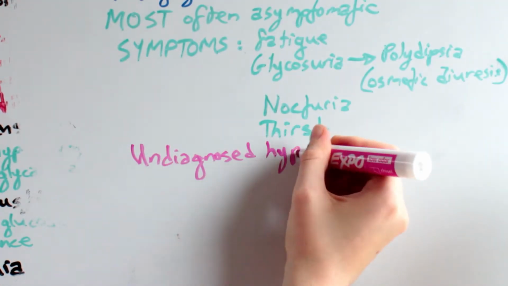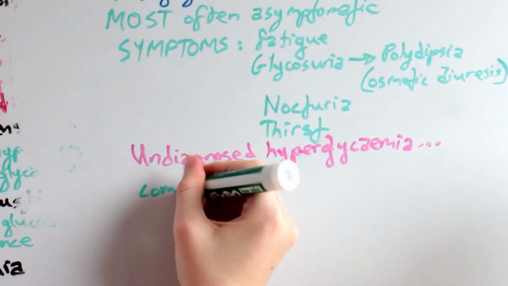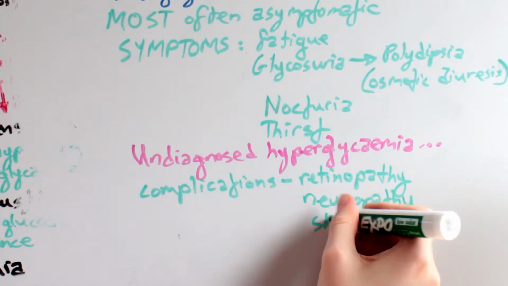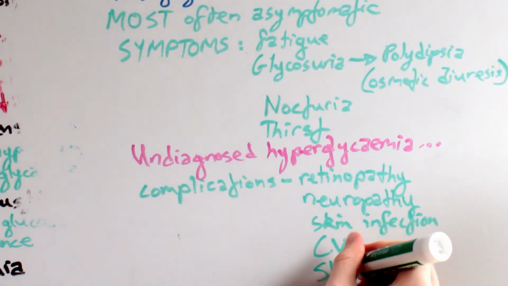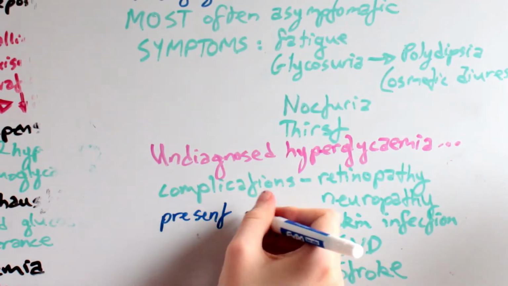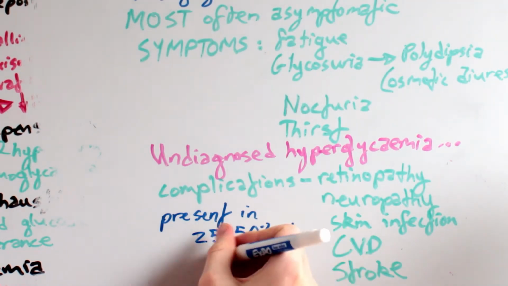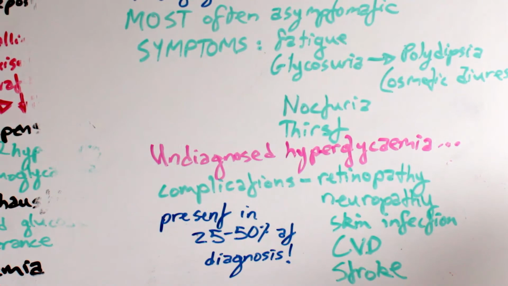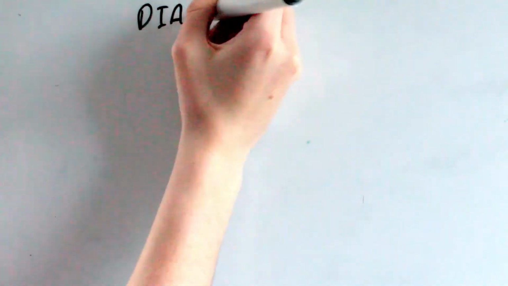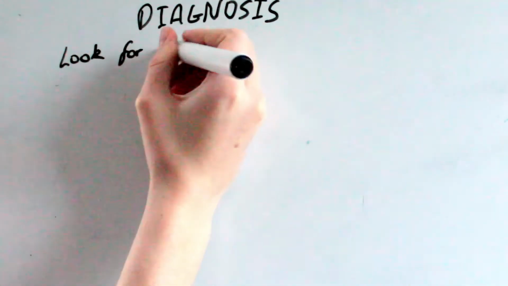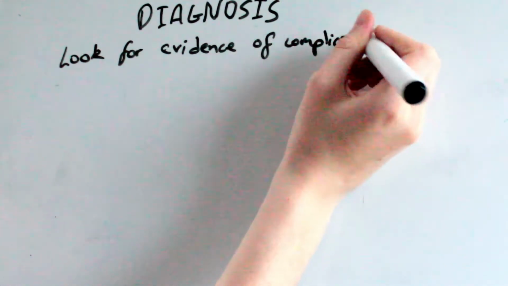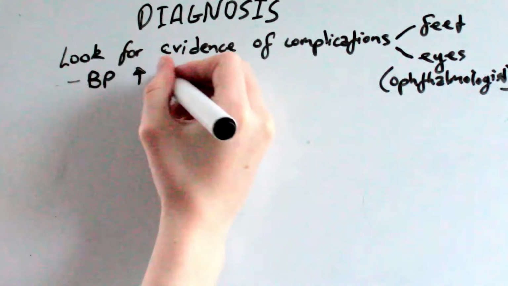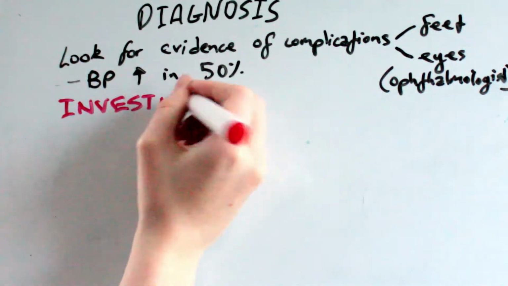Undiagnosed hyperglycemia can also mean diabetes presents with complications including retinopathy, neuropathy, skin infection, cardiovascular disease, and stroke. These complications are estimated to already be present in 25 to 50% of patients by the time of diagnosis. So let's consider the diagnosis. Look for evidence of complications, particularly in the feet and eyes. Retinopathy can be picked up by an ophthalmologist. Blood pressure is high in around half of patients.